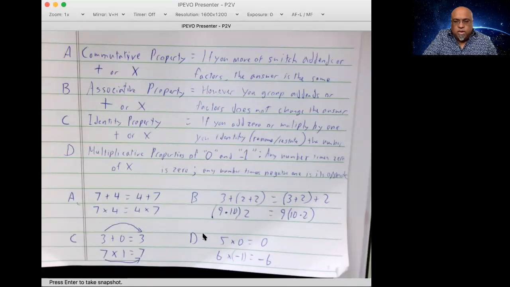Now let's take a look at D. 5 times 0 equals 0, and that would be the 0 property of multiplication. If you multiply by 0, it eliminates the number and changes it to 0. If you multiply by -1, it gives you the opposite. So 6 times -1 is equal to -6.